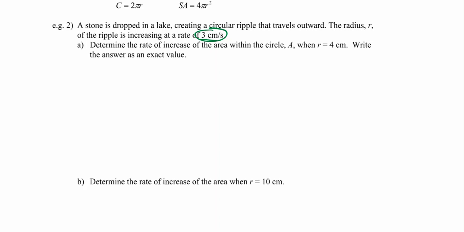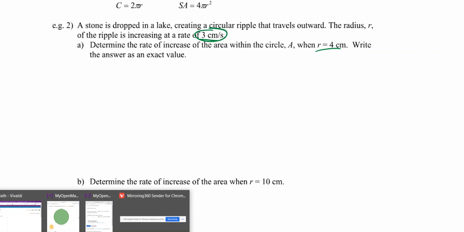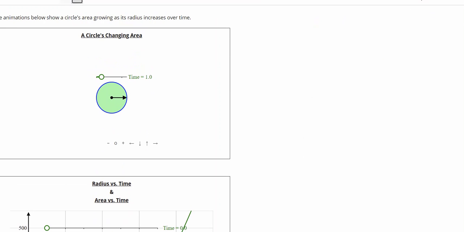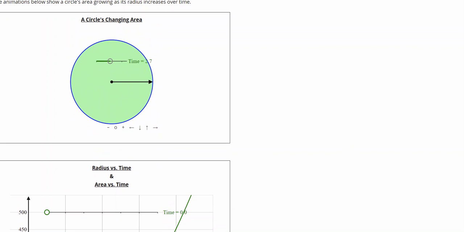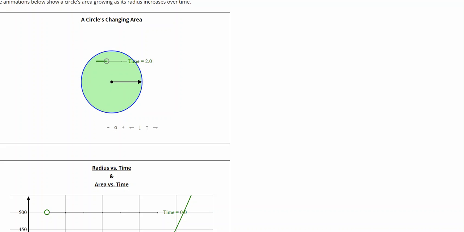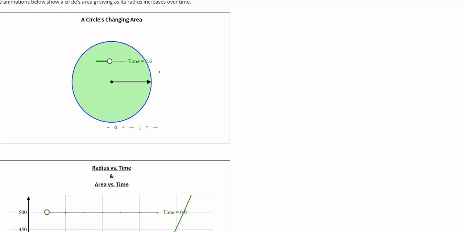I'll show you a little thing here. But anyway, it says determine the rate of increase of the area within the circle when the radius is equal to 4 centimeters, and write the answer as an exact value. So I made a little animation of this, right? What it's saying here is that your radius is growing over time, okay? And at a certain radius, the area is changing at a certain rate, because the area is changing at an increasing rate. It's not linear like the radius is. The radius has a linear relationship, increasing constantly over time. But the area as time goes by is increasing exponentially, right? So it's going up quicker.